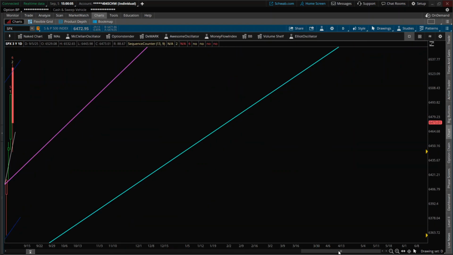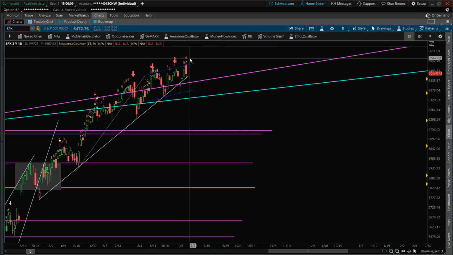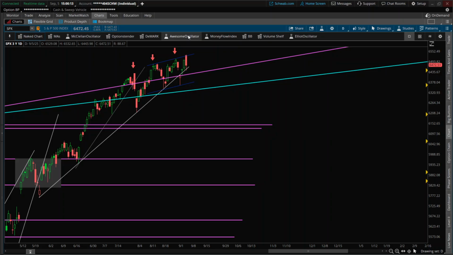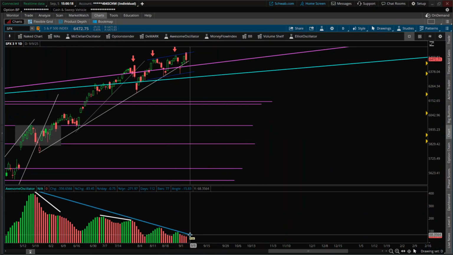DMARC. We have a 2 count to the upside, 5, 6 there. No setup yet. Awesome oscillator, just working its way down. Another divergence, new high, lower high.